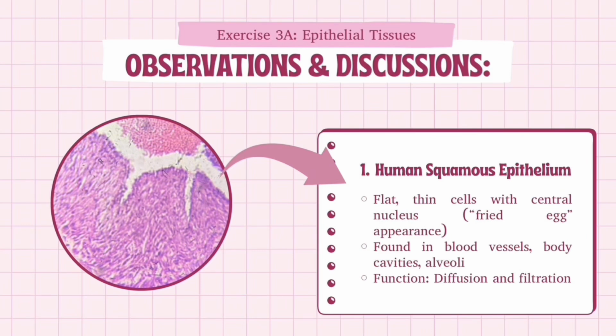And for the importance, studying epithelial tissues is important because first, they form protective barriers that guard the body against injury, dehydration, and pathogens. Second, they reflect organ function, and their structure provides insights into absorption, secretion, or protection. Third, many diseases start in epithelial cells, including most cancers, making histological identification essential. And lastly, laboratory diagnosis depends on recognizing epithelial patterns, especially in biopsies, smears, and tissue sections.